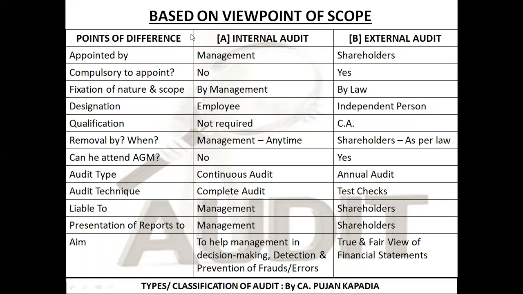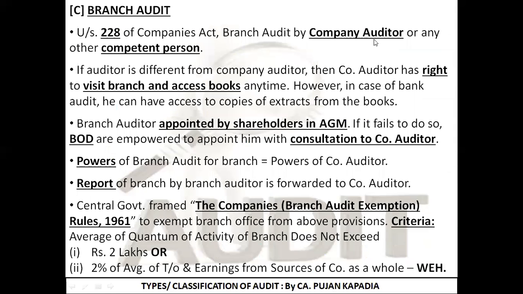This is basically classification of audit from the viewpoint of scope. That is, how much work you are doing is the matter of concern over here. So when the question comes from the viewpoint of scope, we are going to classify the audit into three different categories. First is internal audit, second is external audit, and third is branch audit.